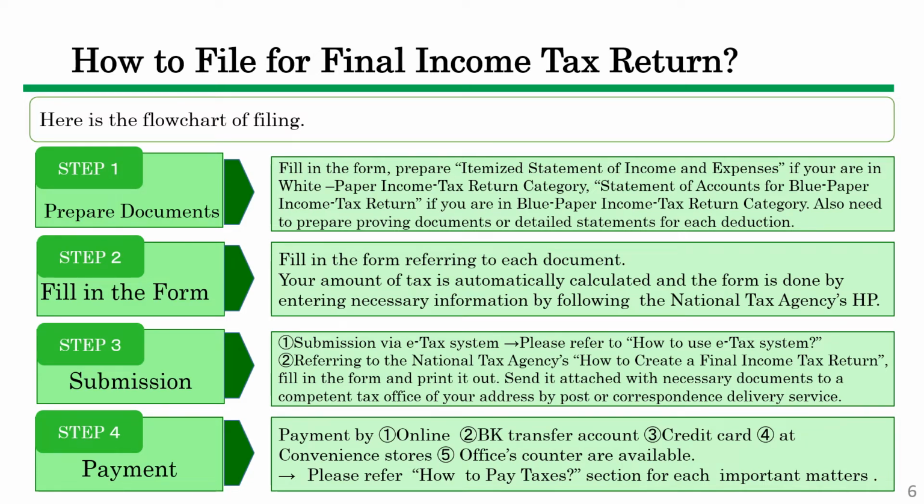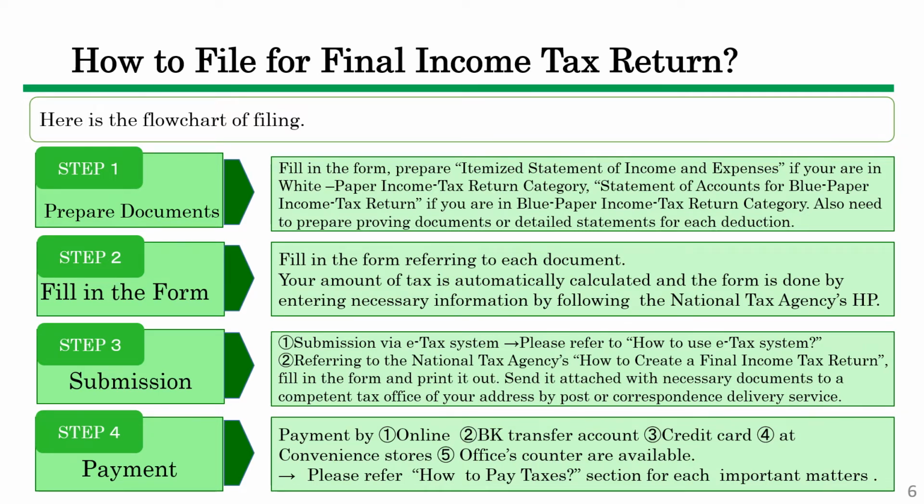Step 2 is to fill in the application form of the final income tax return, referring to the other documents you have prepared. It is easy to create your final income tax return by following the National Tax Agency's homepage. Your amount of tax will be automatically calculated, and the form is completed by entering the necessary information following the guidance. You can also create the itemized statement of income and expenses and the statement of accounts for the blue paper income tax return on the National Tax Administration Agency's website.